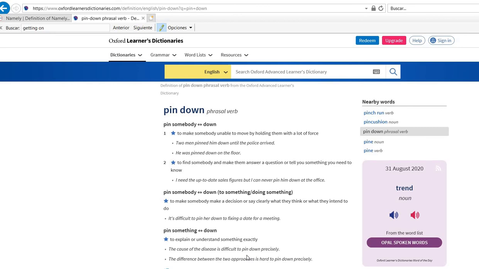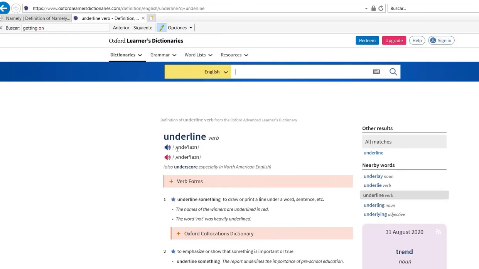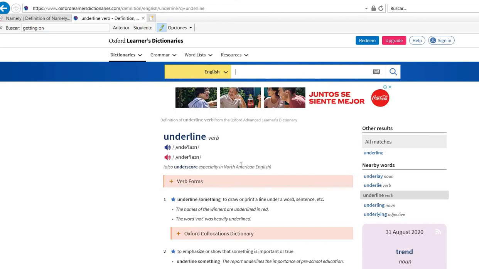Well, emphasize, you know it. Lay stress, you know it. Underline, maybe you don't know that underline is the British word for underscore. Yes, mostly used in North American English.